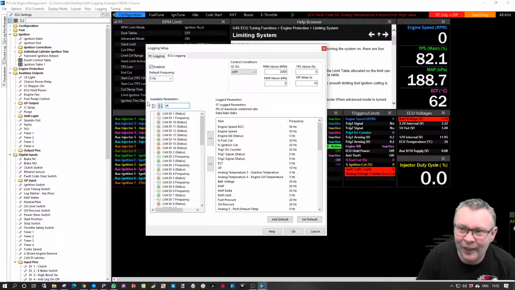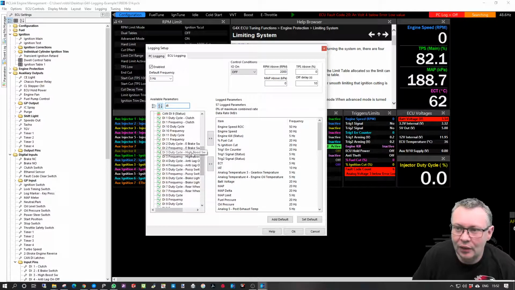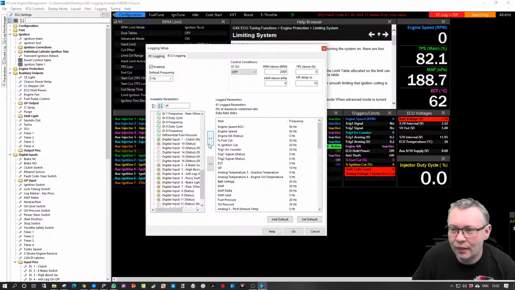So if I do DI, you get all your DIs here, which just makes it easy. So we can go high. No, we need the statuses of those. So e-brake, high boost switch, anti-lag, and we have this other one, which I hope doesn't cause any offense to anybody. It was for low boost, and our brake switch. Okay.